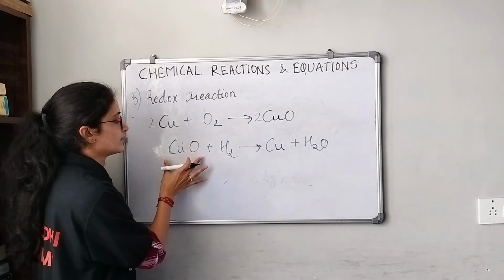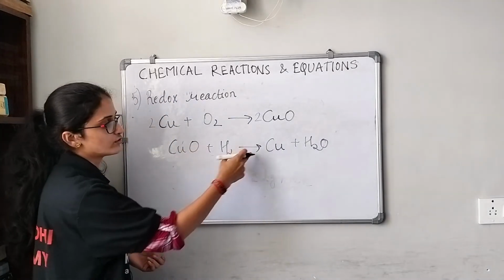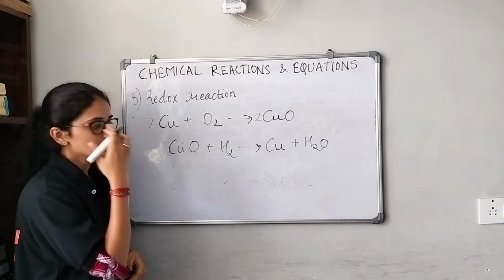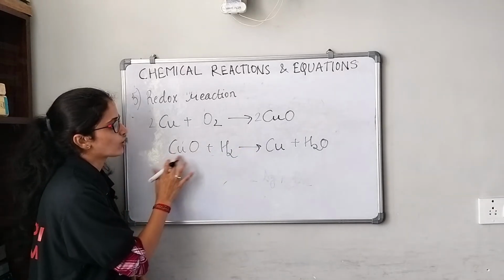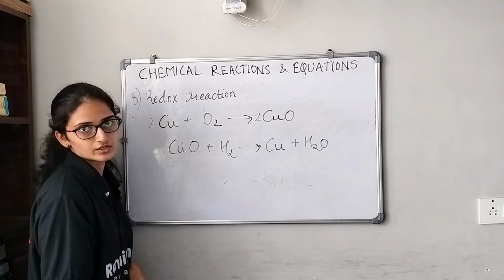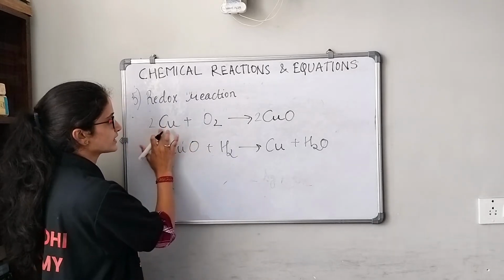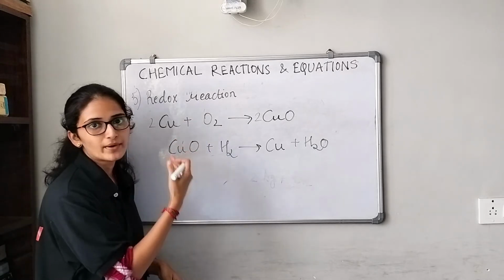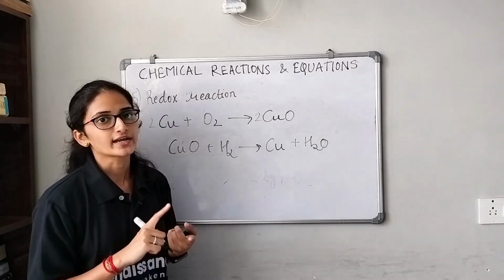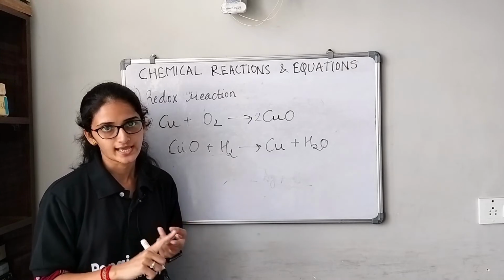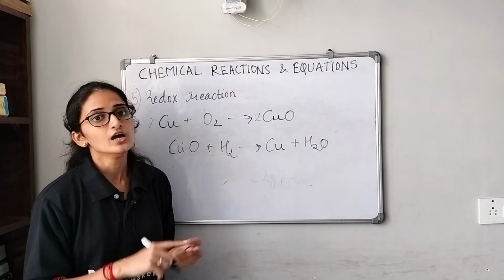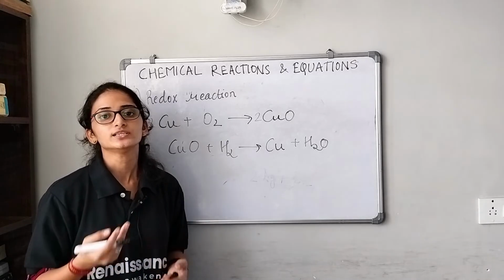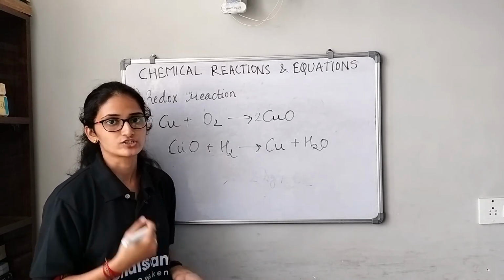So after combining copper oxide with hydrogen, we get copper and water. In this we can see that copper is getting reduced here, and here copper is getting oxidized. So in one case copper is getting oxidized and in the other copper is getting reduced. When we combine both the terms, it is called an oxidation reduction reaction, or the redox reaction.